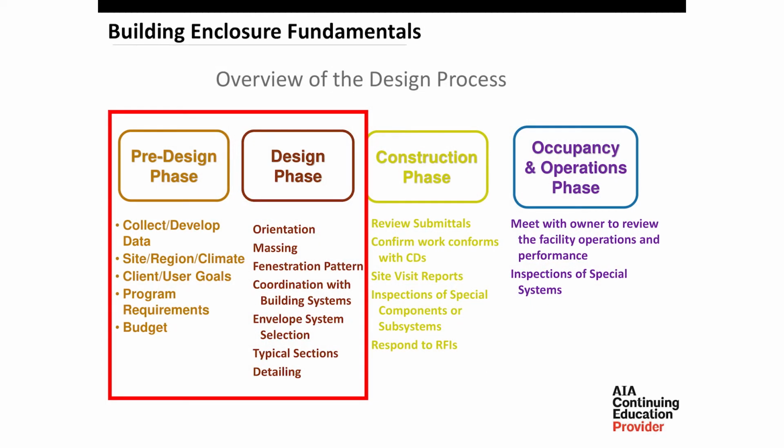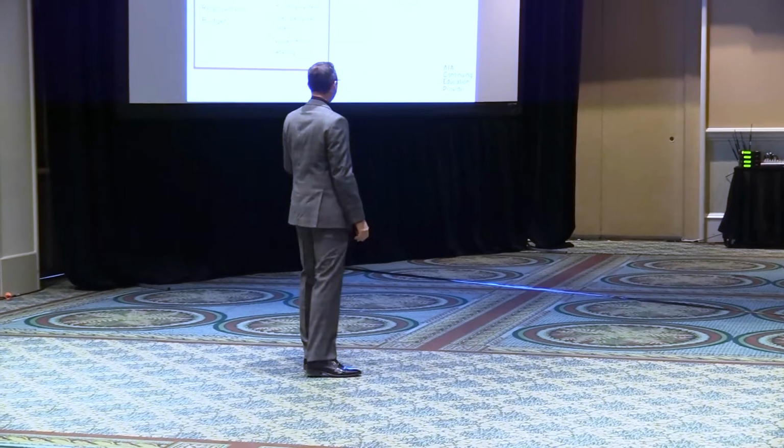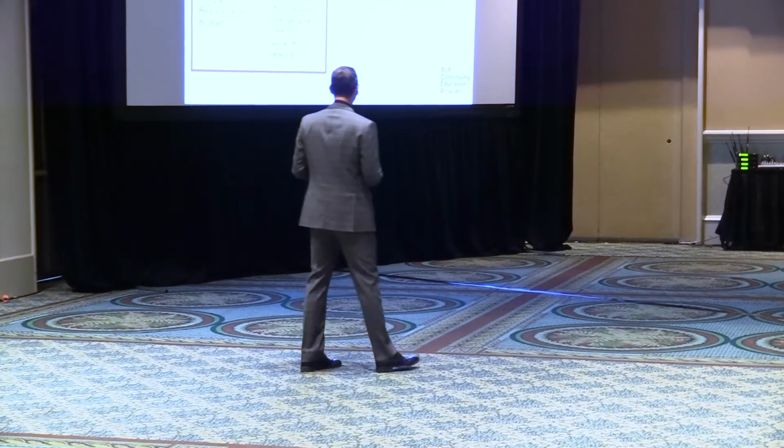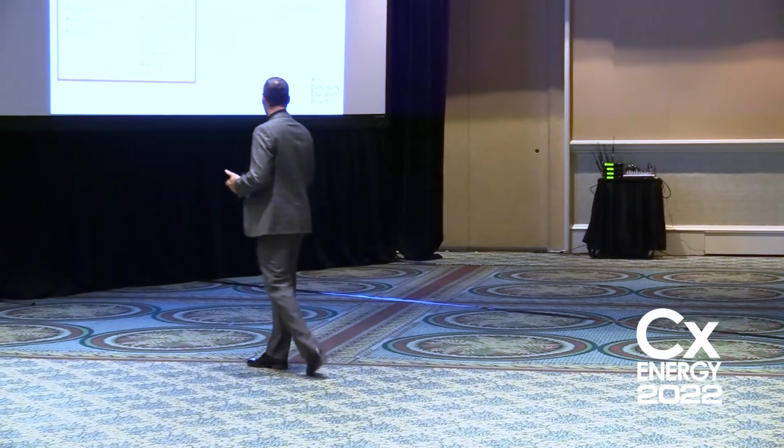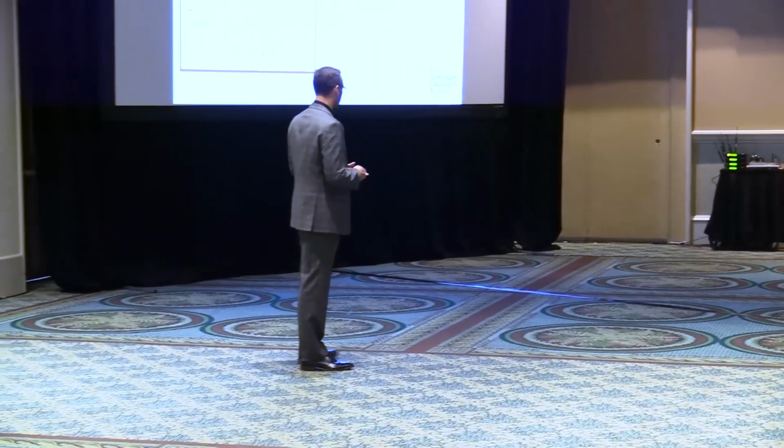So this is kind of the typical design phase. Anybody that's been through a large project in that process understands all of these. As far as what we're talking about today, like I said, we're really talking about the design phase of it. So that's here where we're really doing site analysis. We're setting those client goals, program requirements, and budgets in the pre-design phase. And even into the design phase, we're orienting the building. We're talking about massing, fenestration patterns, coordination with building systems, envelope selection systems, and typical sections and details.